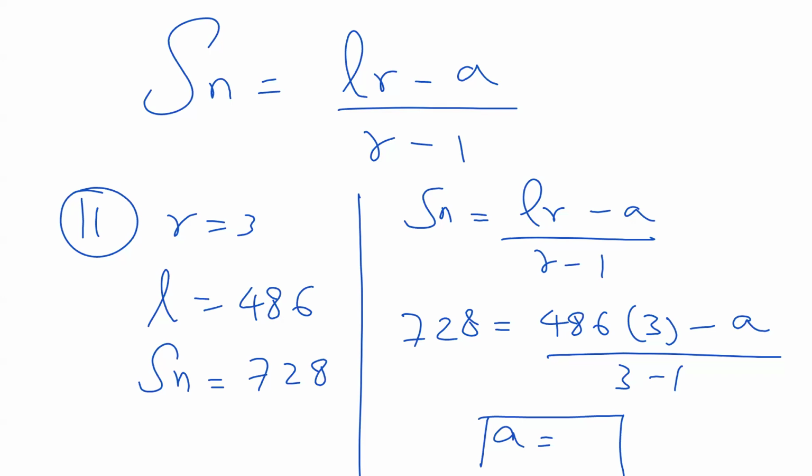Question number 12. Self-study. You'll be using the same formula: Sn is equal to lr minus a upon r minus 1.